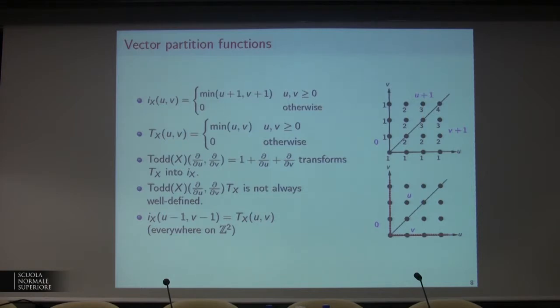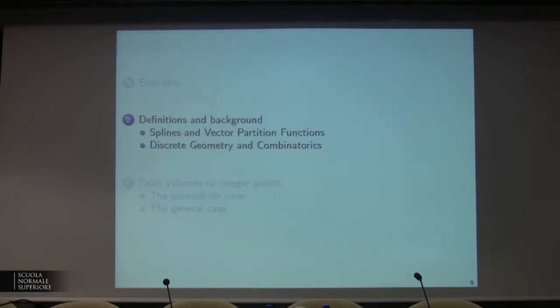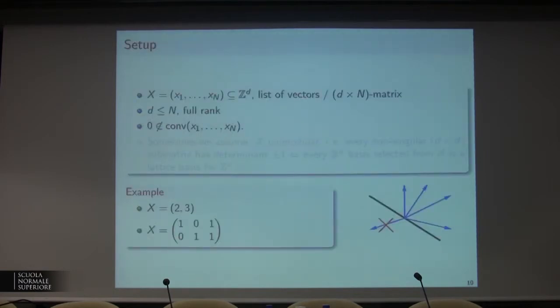Okay, this was the end of the introduction. And now we can slowly start with some definitions. The setup for today is that X is always a list of n vectors in a d-dimensional lattice, or equivalently a d by n matrix, where the vectors are the columns. We assume that there are more columns than rows, and that the matrix has full rank. And we want all the vectors to live on one side of a hyperplane, or equivalently the origin is not contained in the convex hull of the vectors.